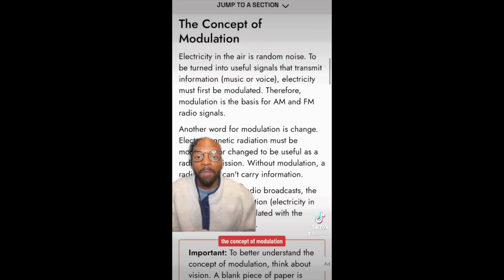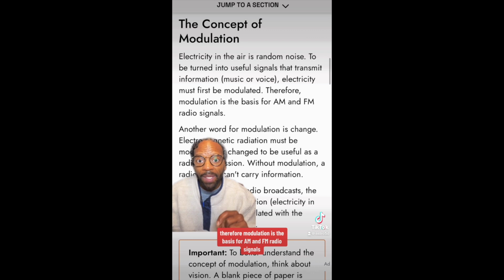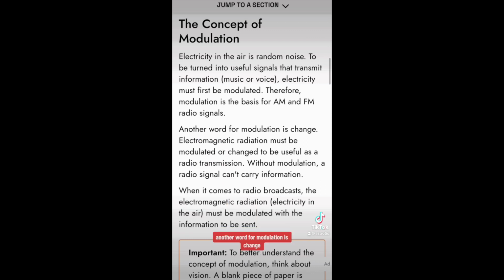The concept of modulation. Electricity in the air is random noise. To be turned into useful signals that transmit information, music, or voice, electricity must first be modulated. Therefore, modulation is the basis for AM and FM radio signals. Another word for modulation is change. Electromagnetic radiation must be modulated or changed to be useful as a radio transmission. Without modulation, a radio signal can't carry information.